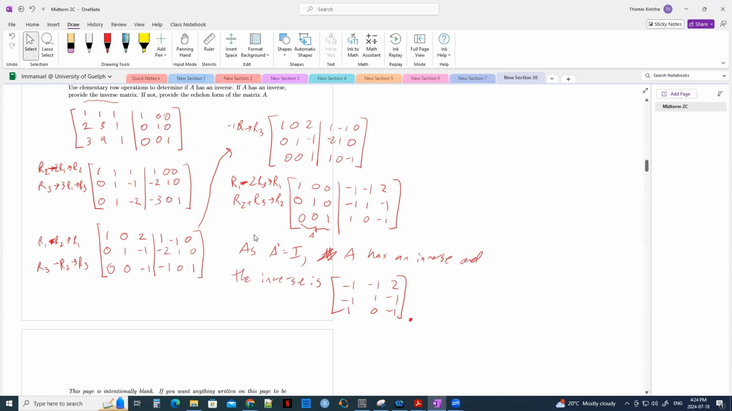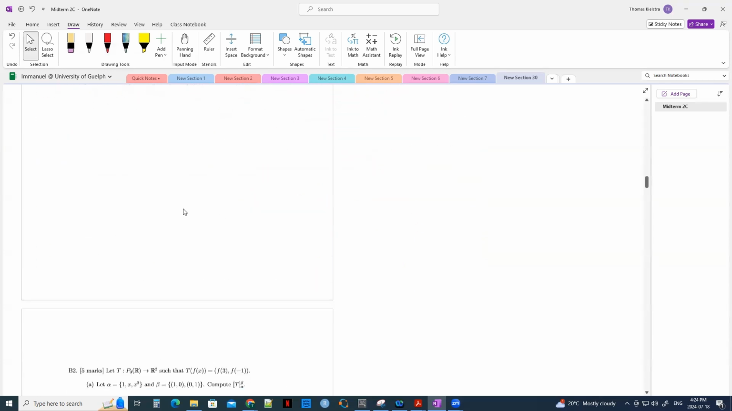Okay. If we got to this point and this matrix here was not the identity, it was some other echelon form, then because the echelon form is unique, there is no way to convert it to an identity matrix, meaning that the matrix is not invertible. And we would simply provide the matrix that we got over here as our justification.